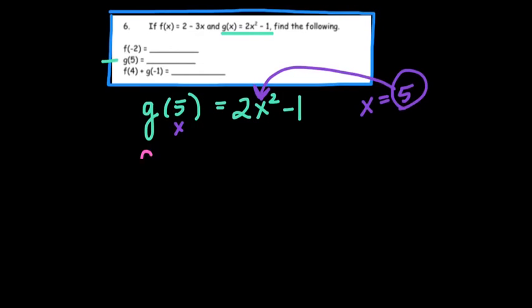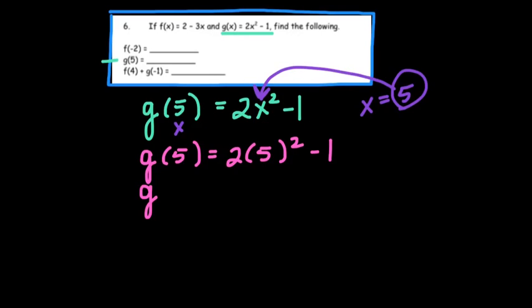So we're going to rewrite this as g of 5 is equal to 2 times 5 squared minus 1. Okay, so now this one is going to require some multi-steps. I have to always start with exponents. So we have 2 times 5 squared, which would give us 25. And then bring down that minus 1.